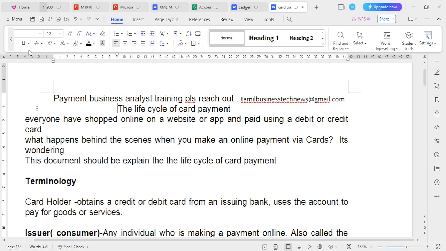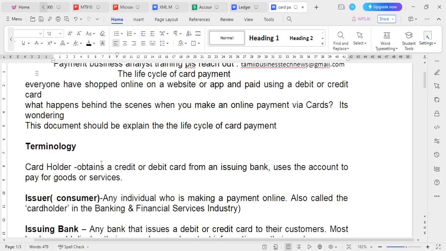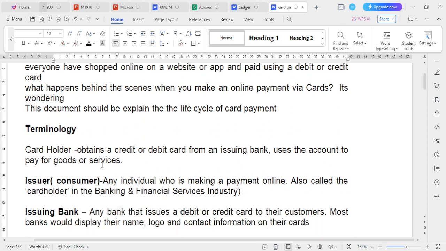These things everyone should be aware of, but behind the screen, how the process happens, most of them are not aware of. So I will explain the concept in detail, starting with the terminologies. Terminology: card holder or issuer, both are the same terminology. Who is the owner of the particular card? Suppose you approach bank A and collect your card. You are a card holder. Either they call it card holder or issuer, both are the same terminology.